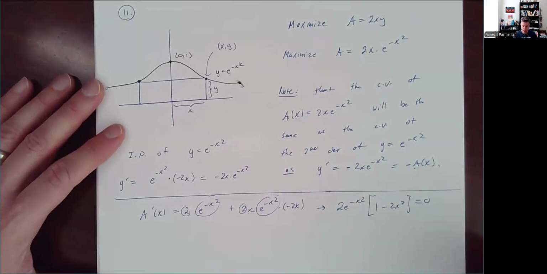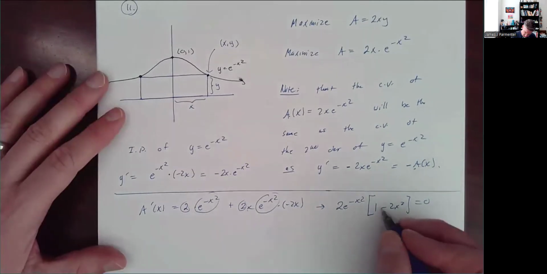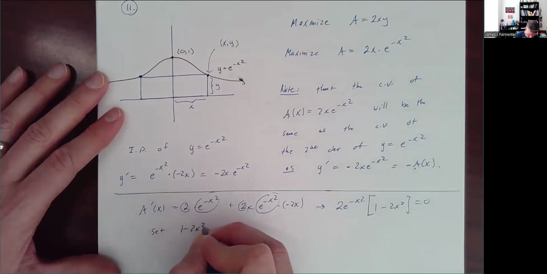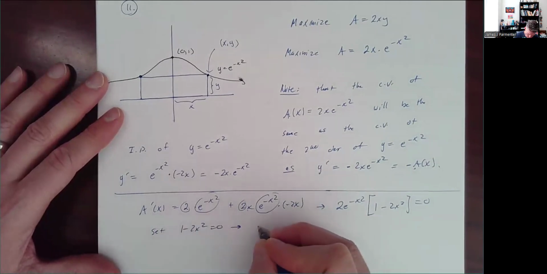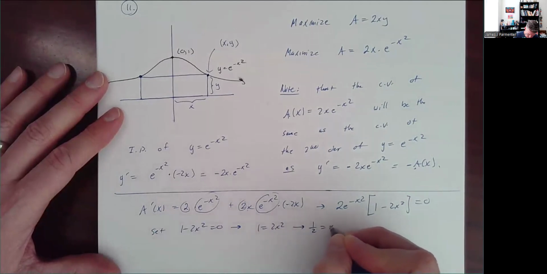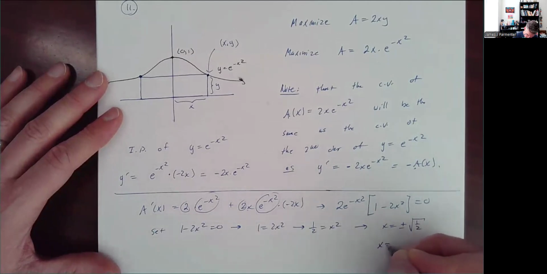Equal to 0. This never equals 0, right? e to the something is always positive. So you set that part equal to 0. You're going to set 1 minus 2x squared equal to 0. You get 1 equal to 2x squared, 1/2 equal to x squared, x equal to plus or minus the square root of 1/2, which is the same as plus or minus root 2 over 2.